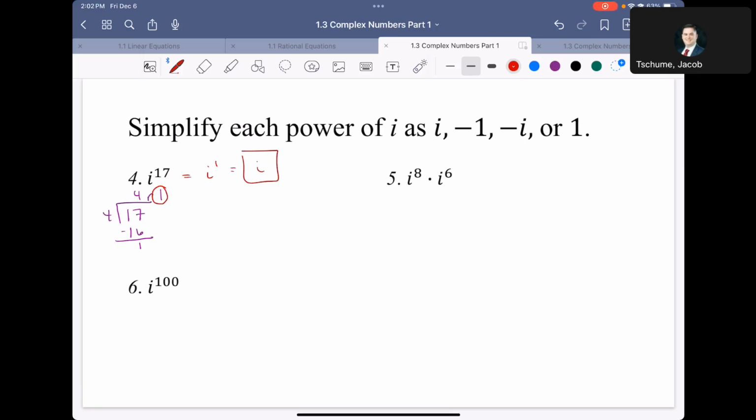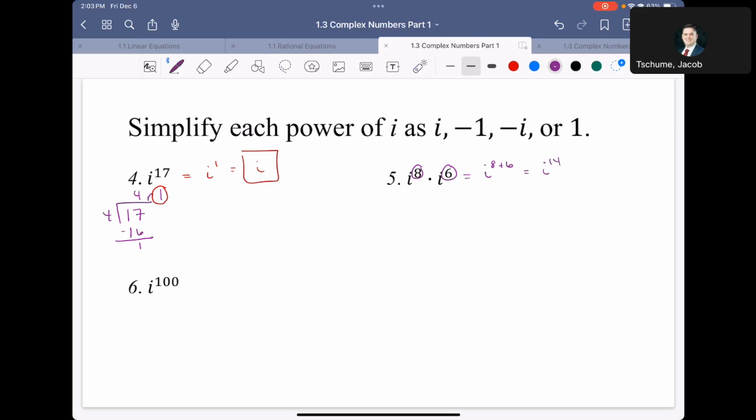Now, moving over to number 5, what if you do it twice? What if you have i to the 8th times i to the 6th? Well, I probably wouldn't do it as 2 separate problems. Instead, I would use my properties from algebra that say if you multiply 2 exponents together, so i to the 8 and i to the 6, this is actually equivalent to adding the powers of i together. So you end up getting i raised to the 8 plus 6, which is equal to i to the 14th.